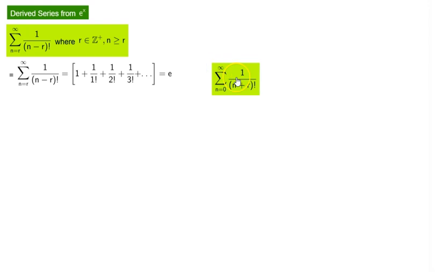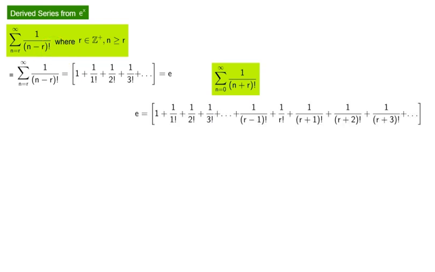Now what about the series 1 by n plus r factorial? This was n minus r factorial. So here we know e is equal to 1 plus 1 by 1 factorial plus 1 by 2 factorial plus 1 by 3 factorial and so on. But let's figure out some additional terms from r minus 1 factorial. So we have 1 plus up to 1 by r minus 1 factorial, plus 1 by r factorial plus 1 by r plus 1 factorial plus 1 by r plus 2 factorial and so on.